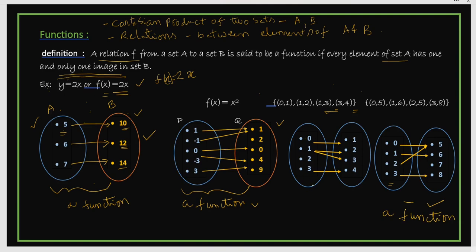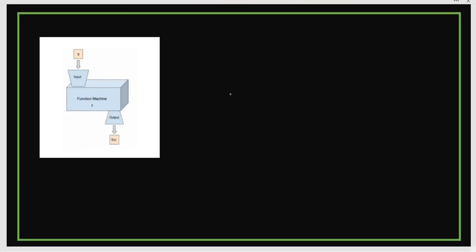This is not a function because this element has two images. Okay, two images. So this is not a function. So as a rule of thumb, if two arrows are coming from one element, that is not a function. Okay, we'll move to the next slide.